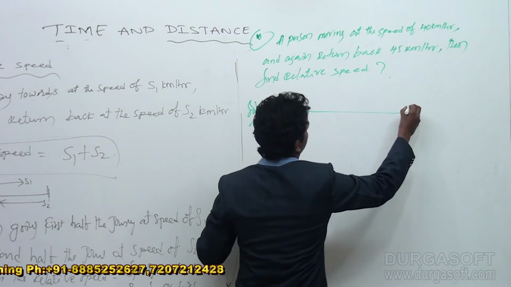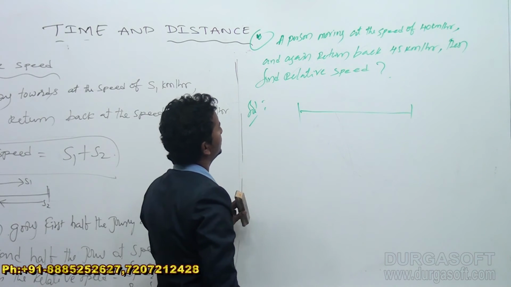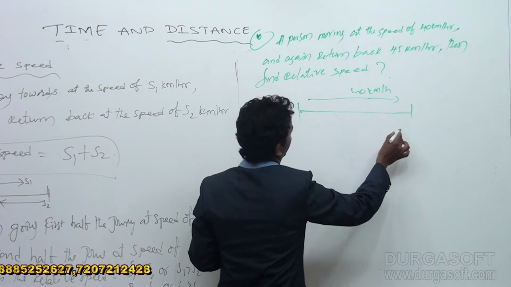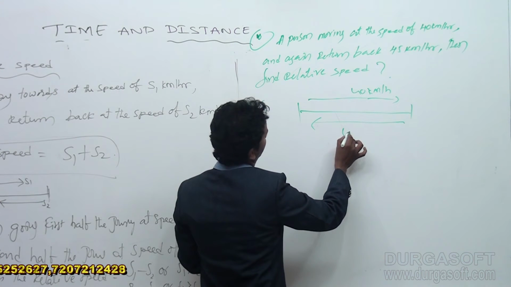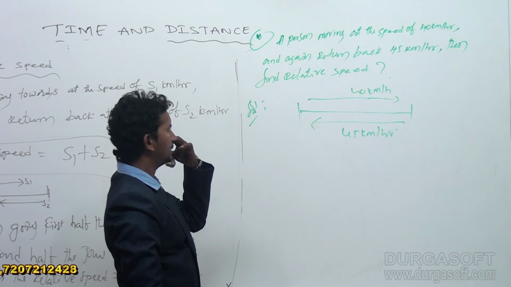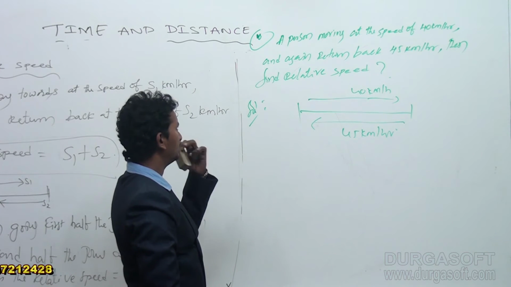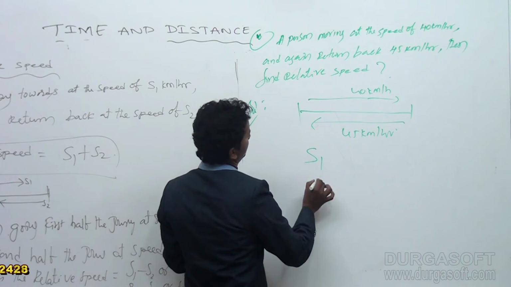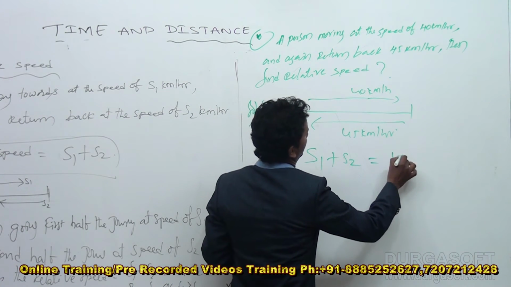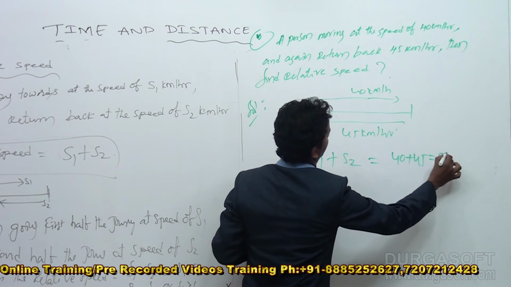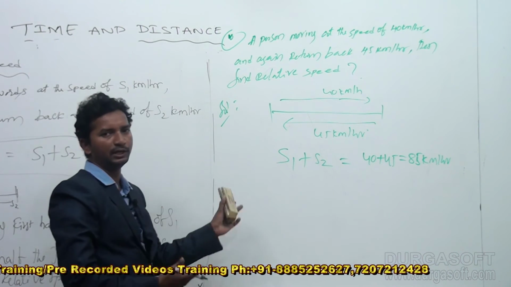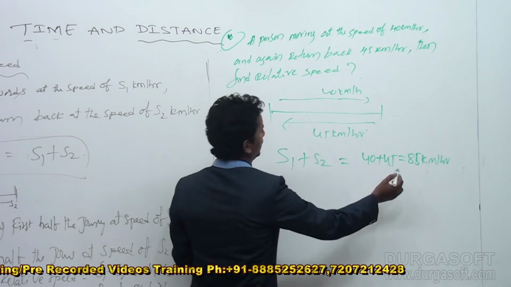Now the person is going like this. The person is moving at the speed of 40 kilometer per hour, and again he returned back at the speed of 45 kilometer per hour. Then the relative speed is equal to s1 plus s2, nothing but 40 plus 45 is equal to 85 kilometer per hour. His average speed is different, here the relative speed is different, so 85 kilometer per hour.